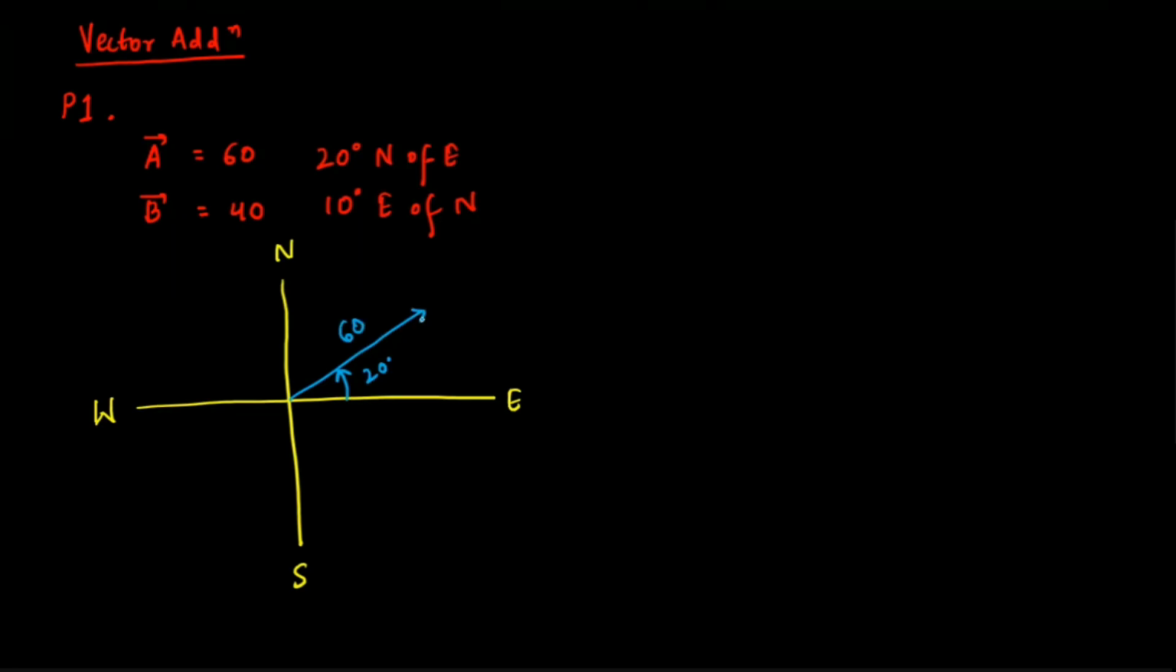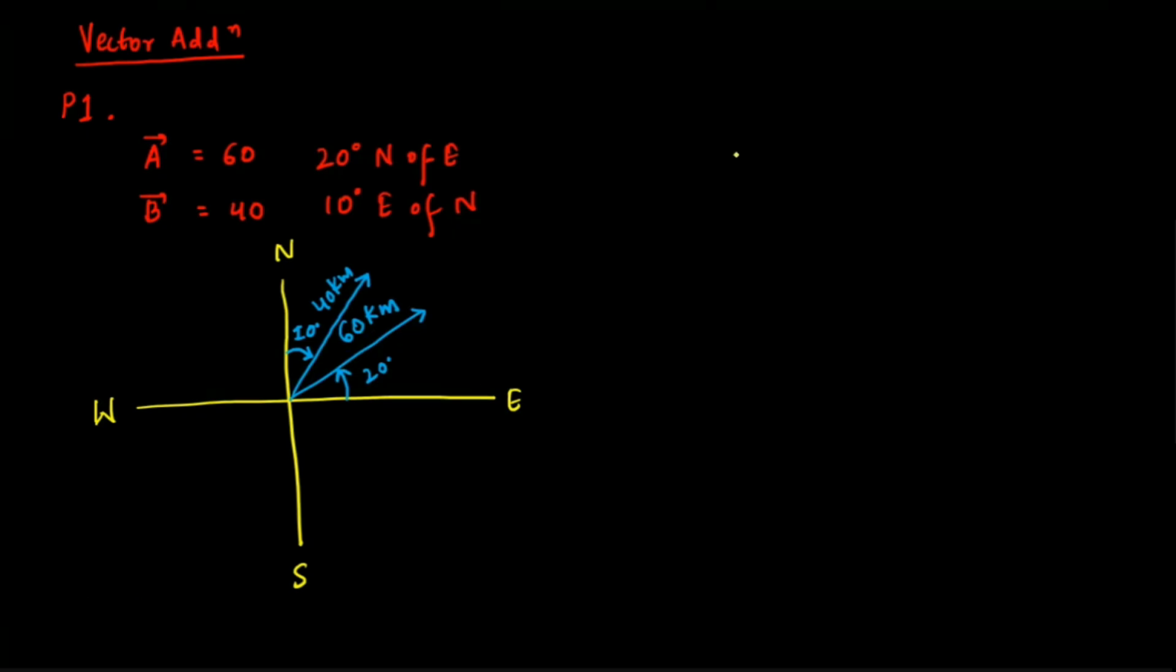I would assume this is 60 kilometers, like that. Similarly, vector B is 10 degrees east of north. So 10 degrees east of north means that this vector is going to be 40 kilometers and it is making 10 degrees, like that. So we have to find the resultant of these two vectors. And how can we do so? Let's understand it.